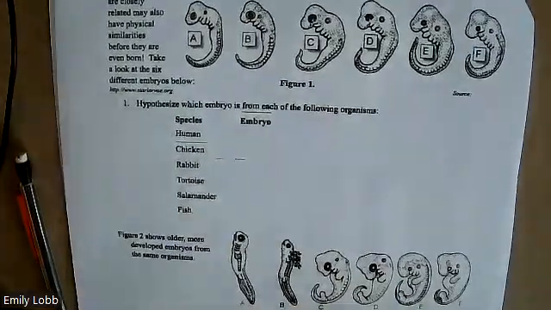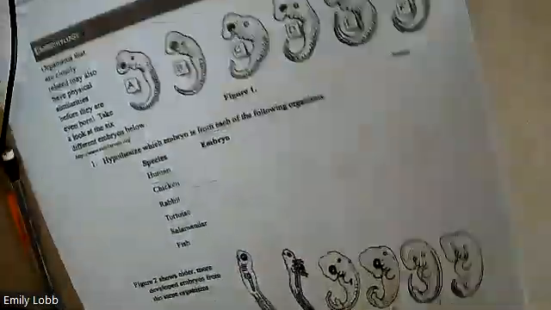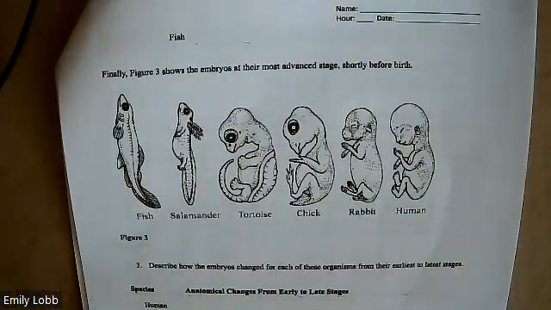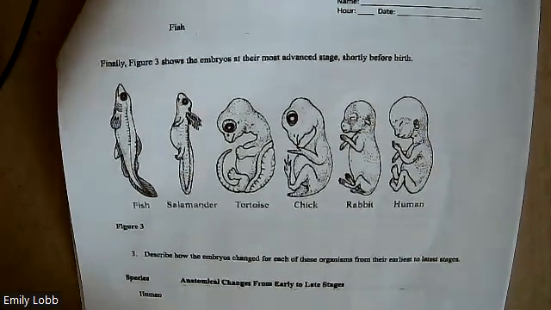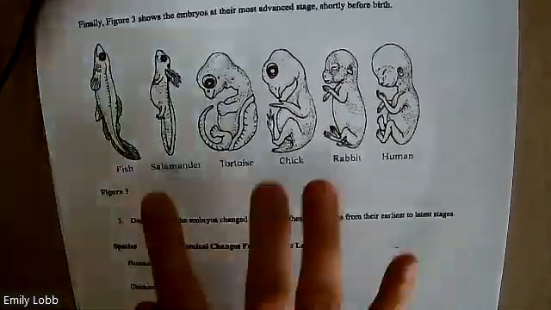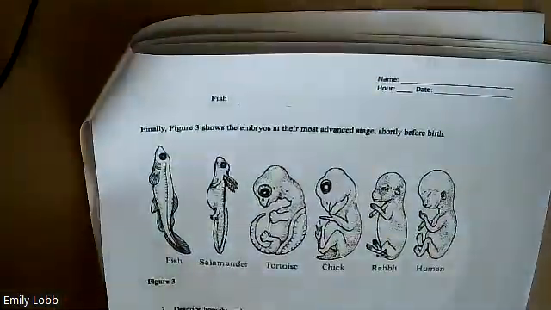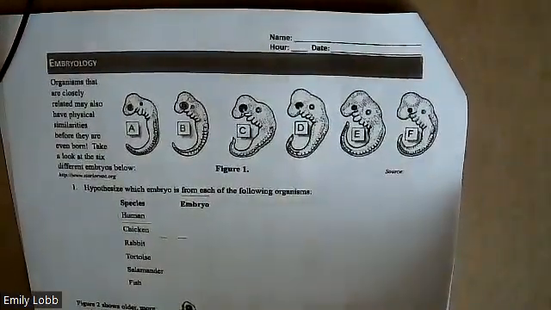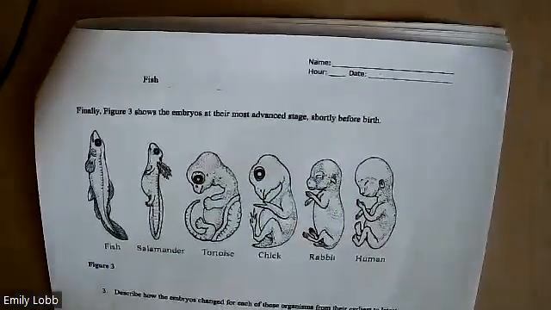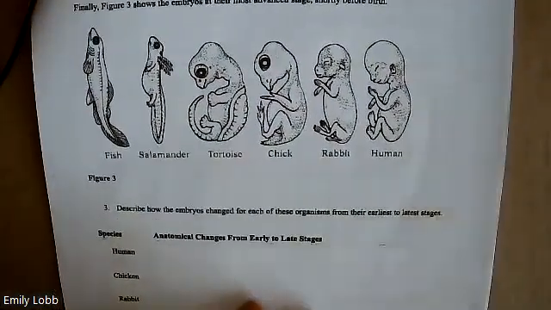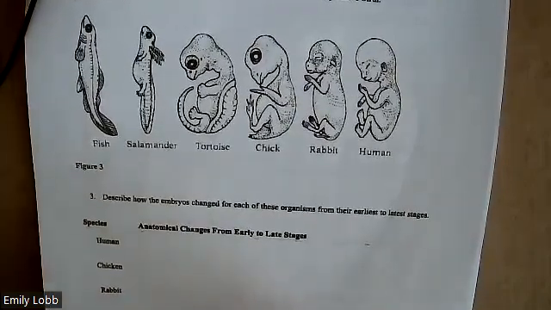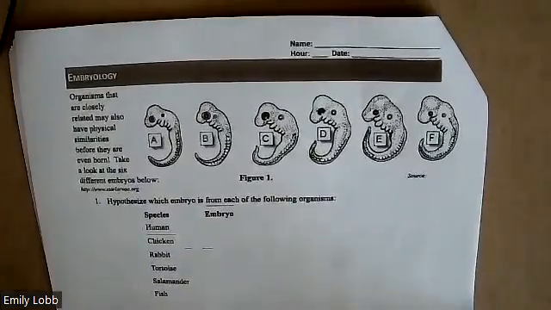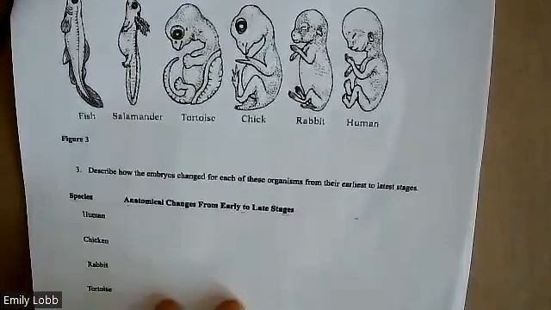We hypothesized yesterday about which type this was. Today, we're going to look at figure 3. This is shortly before birth. So if it went from figure 1, looking so similarly, to figure 3, looking not so similarly, describe how they change for each of these organisms from their earliest stages to their latest stages.